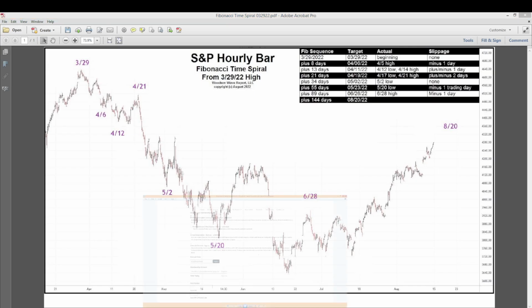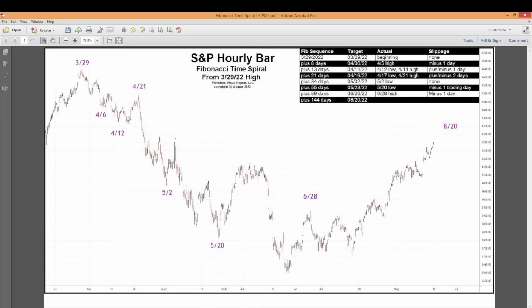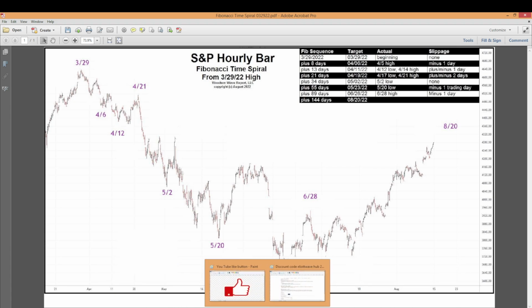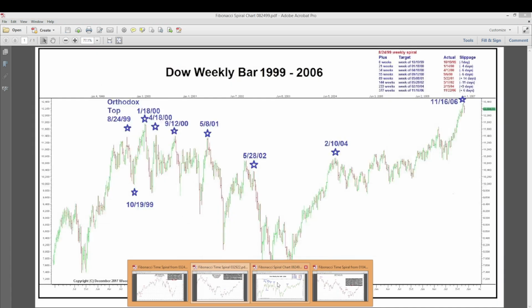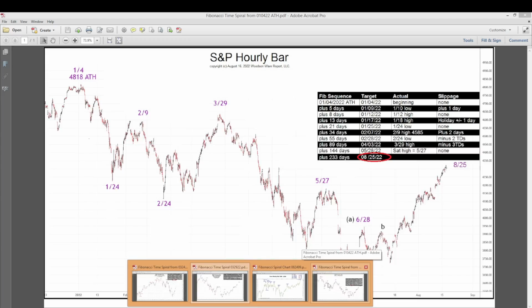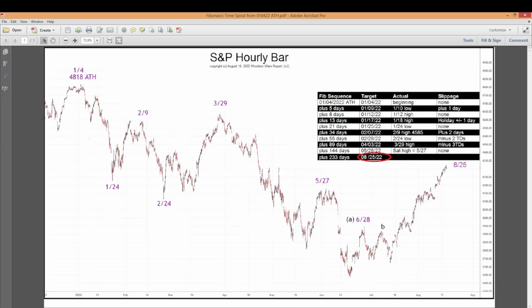And then we'll get the next one up here. I had to change things, okay? We had that one already. And here's the next one. From the all-time high on January 4th of this year, we got a low, then a high, then a low, then a high, then a counter trend bounce high, counter trend bounce high, and here we are with 8/25, which I believe is Wednesday of next week. Okay, that's the next one in the sequence.